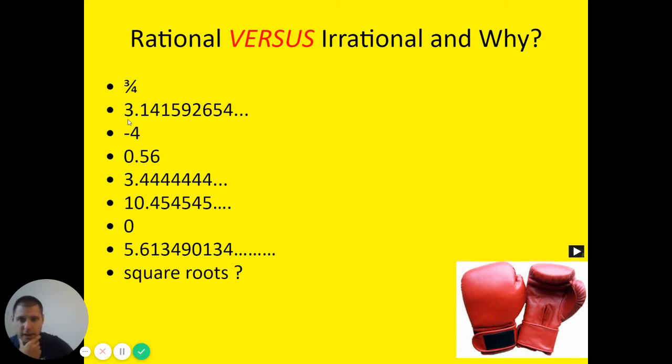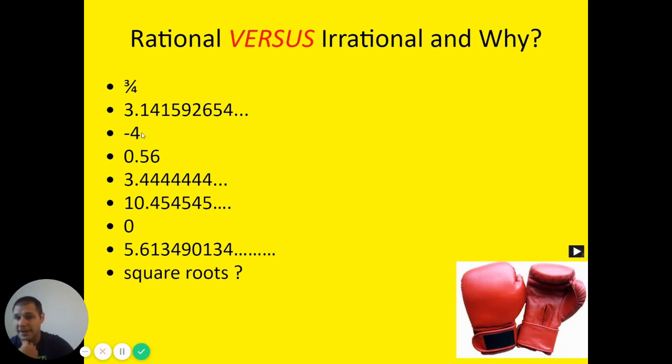Now I have the second one, 3.141592654... I don't know if you recognize that because in middle school you probably rounded it, but that's actually what's called pi. And notice that the number has no pattern in it, but it goes on forever. The dots mean that it goes on forever. So since this number has no pattern in it and goes on forever, it's an irrational number.